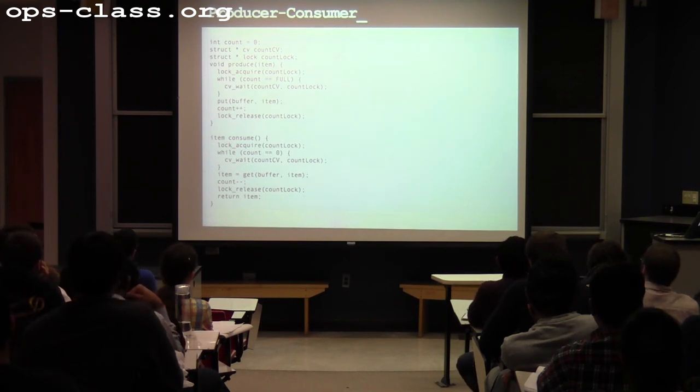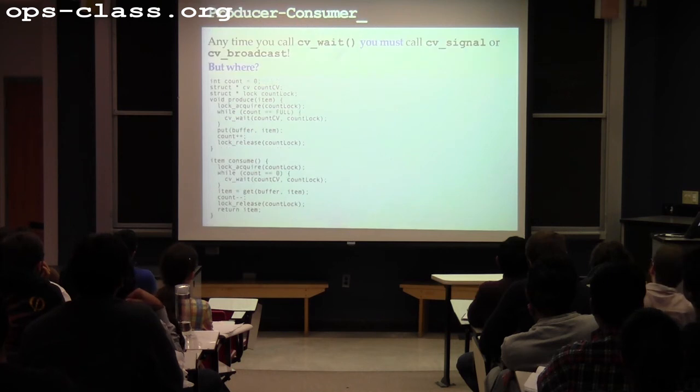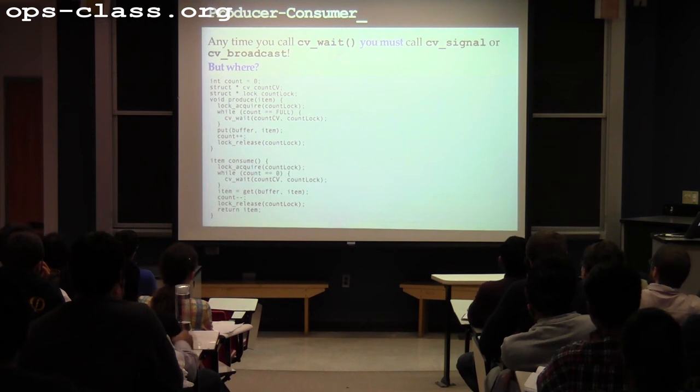So how do I do this? Where do I put these? Yeah, it doesn't look good. Yeah, better figure that out, right? So where do I put these calls to CV signal and CV broadcast?